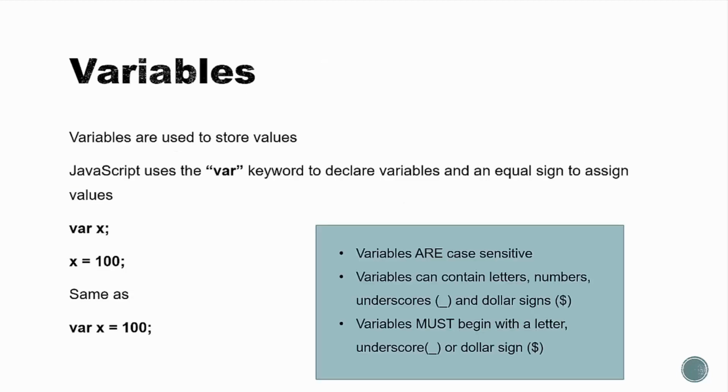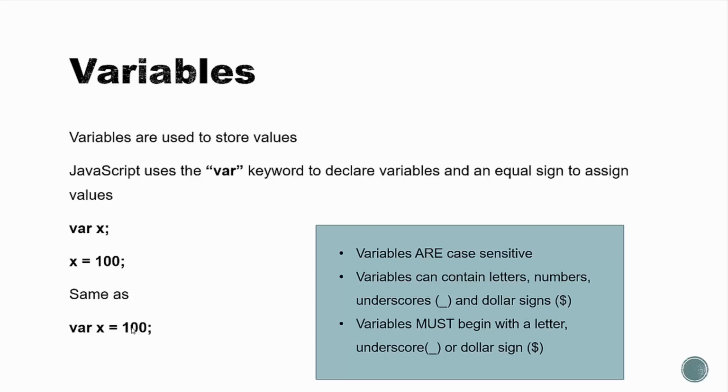So variables are used to store values. JavaScript uses the var keyword to declare variables and an equal sign to assign values. So if we look down here, you can see we have var x. So we're creating a variable called x. And you want to end your lines with a semicolon. Here we're saying that x is going to be equal to the integer or the number 100. And you can make this shorter by just saying var x equals 100 if you'd like.